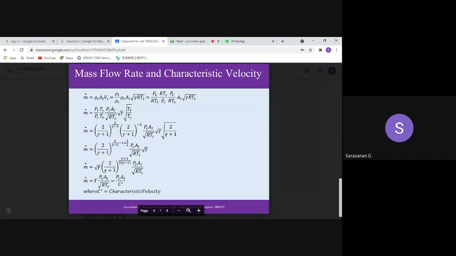T naught is equal to T plus half V squared by Cp. V may be any velocity: exit velocity, jet velocity, Ve, Vj or Va. That is the V. That relates the isentropic energy equation to the stagnation and static properties of temperature.